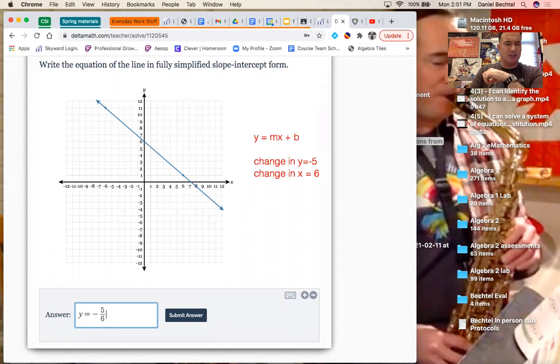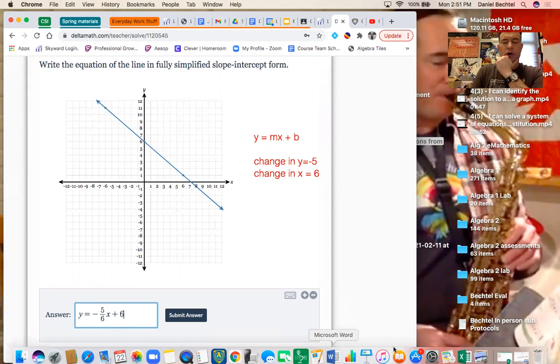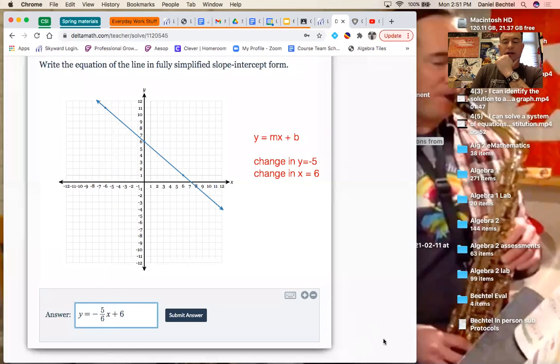I've got to put an x next to it. So I'm going to use my little arrow key to go over to the right, type an x, and then plus the y-intercept, which is our 6 right here. So I'm going to say +6. Now that should be everything we need to find the equation of this line. So I want to clear my drawings out, take a look at how this is going to go, and submit that answer.